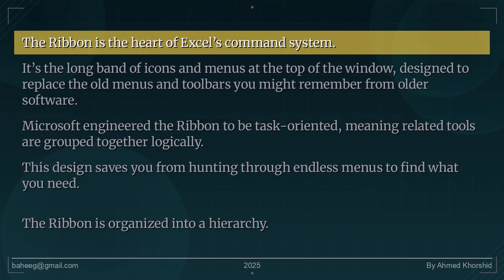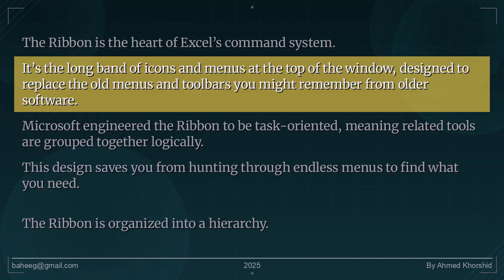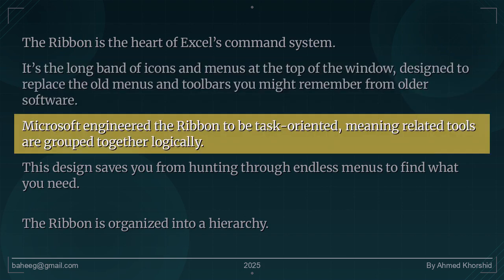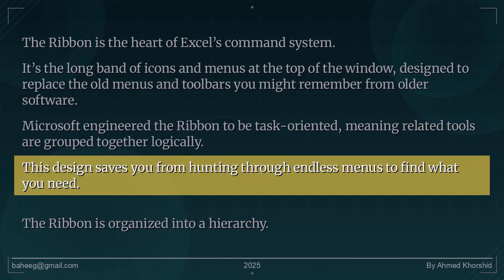Section 2.2, the ribbon, finding tools with ease. The ribbon is the heart of Excel's command system. It's the long band of icons and menus at the top of the window, designed to replace the old menus and toolbars you might remember from older software. Microsoft engineered the ribbon to be task-oriented, meaning related tools are grouped together logically. This design saves you from hunting through endless menus to find what you need.